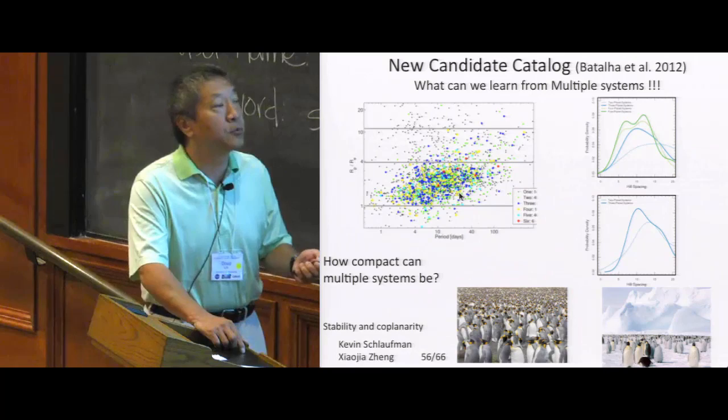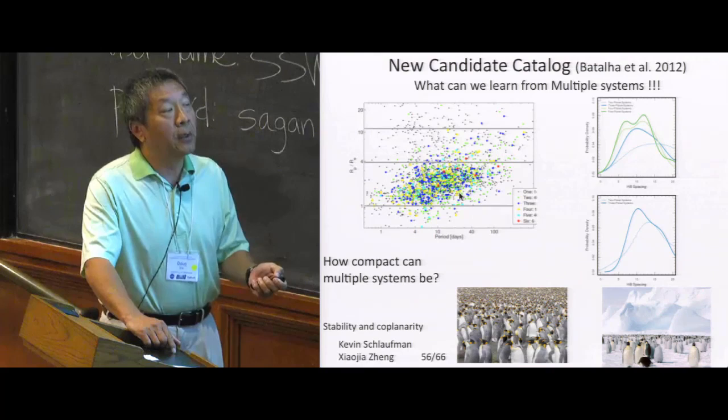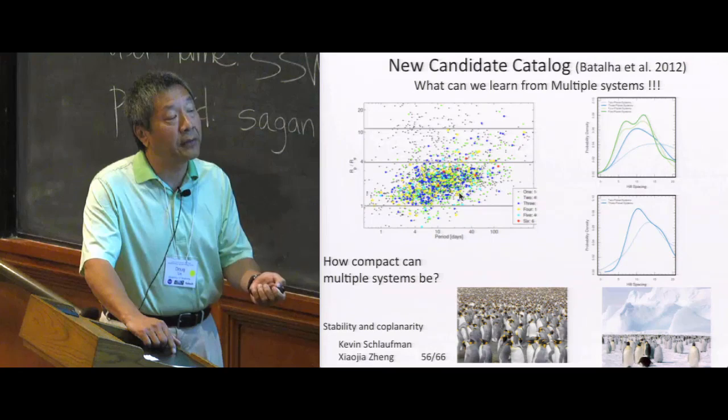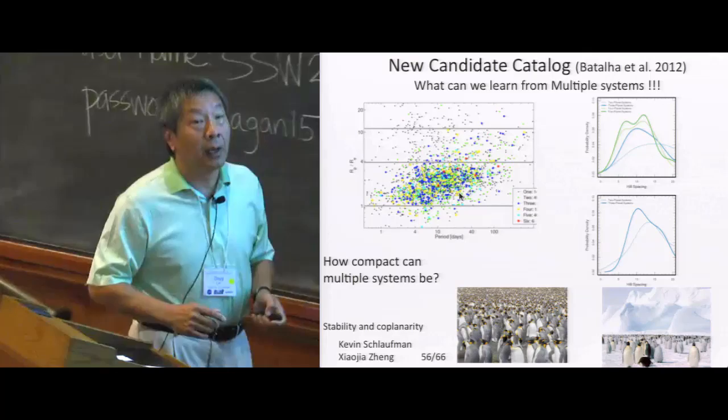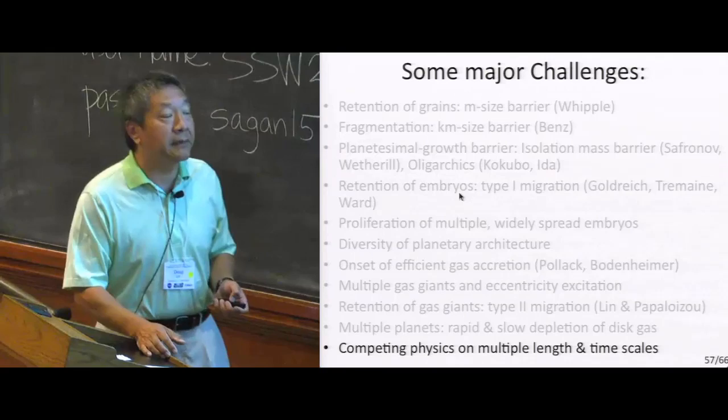With radial velocities, you can also get some tantalizing hint that the system may have undergone migration. So the question is, are the planets closely packed, like this group of penguins, or are they groupies? They join together in these clusters, and the clusters give you indication and supporting evidence, not the smoking gun, of convergent migration. There are other competing physical processes, with multiple length scales and timescales, which I haven't talked about, for example, sweeping secular resonance.